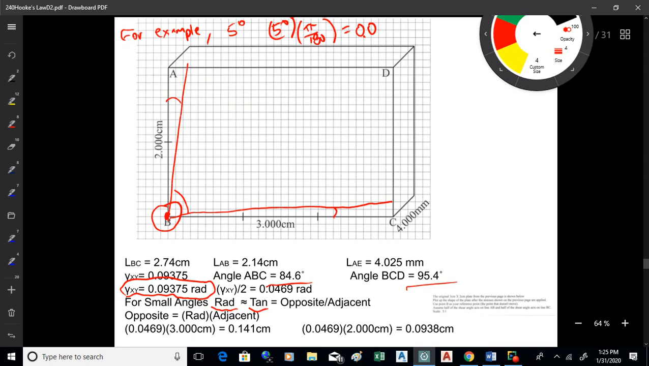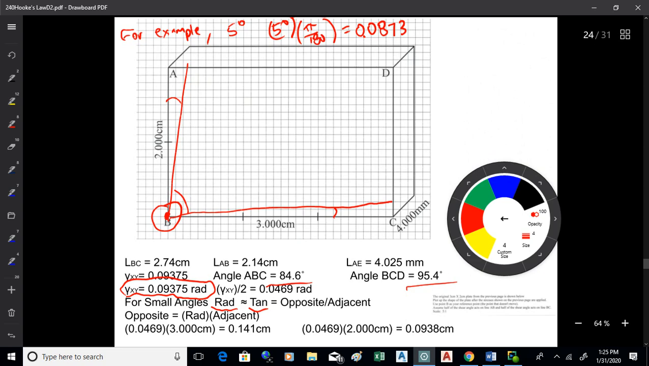I just want to show you that this relationship works pretty well: for small angles in radians, the radian measure is pretty darn close to the tangent. So if I take the tangent of 5 degrees, what do I get? 0.0875. So 5 degrees is a pretty big angle, and it works pretty darn well for that. And keep in mind also, we're engineers. I'm not too concerned about a 0.0002 difference. That's not much.